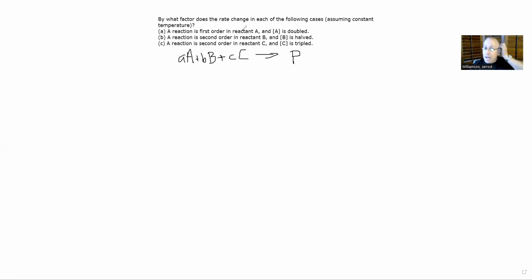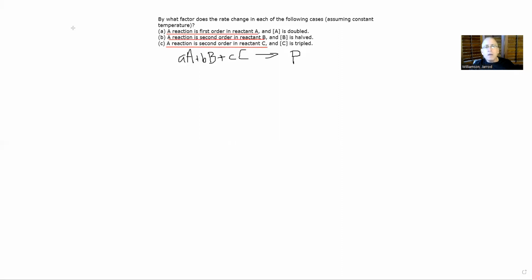Why did I do A, B, and C? Because it implied I have three reactants: reactant A, reactant B, and reactant C. I don't know what little a, little b, and little c are. That could be a 1, a 2, and a 3. I don't know what the balancing coefficients are. But to solve this problem, I don't need to know what they are. The next thing I need to do is pay attention to this. It says that it is first order in A, second order in B, and second order in C.